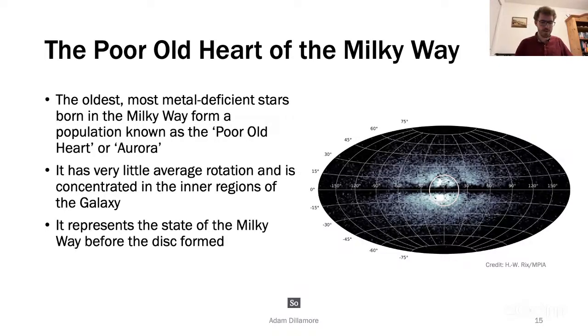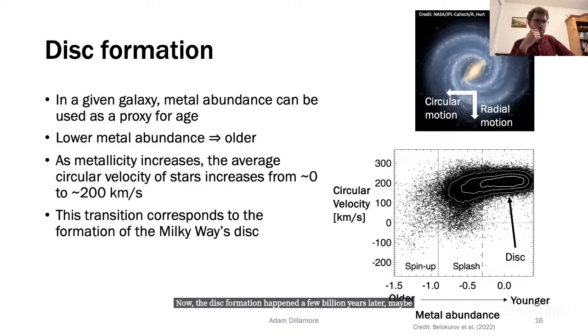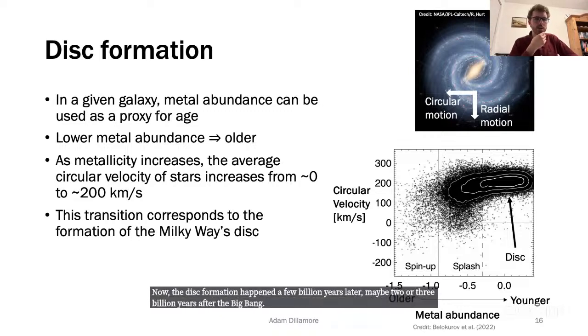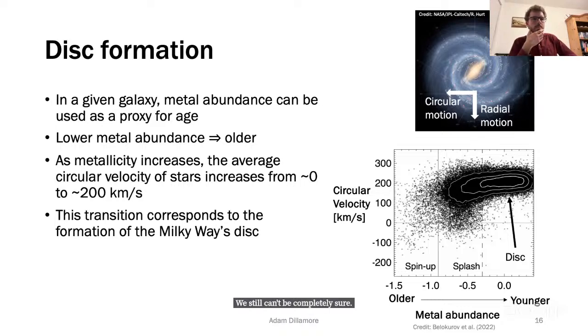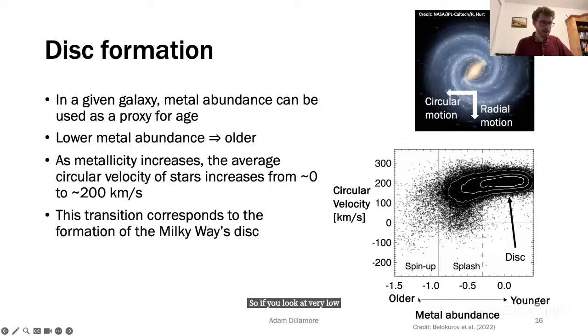So that's before the disk. Now, the disk formation happened a few billion years later, maybe 2 or 3 billion years after the Big Bang. We still can't be completely sure. As I said, metal abundance can be used as a proxy for age in a given galaxy. So as time goes on, stars produce more iron that enriches the interstellar medium. So therefore, subsequent generations of stars will have higher abundances of iron. So if you look at very low metal abundances, you're looking at very old stars.